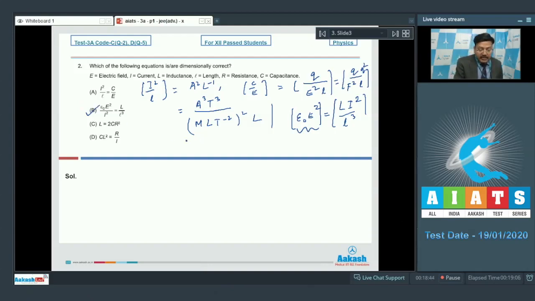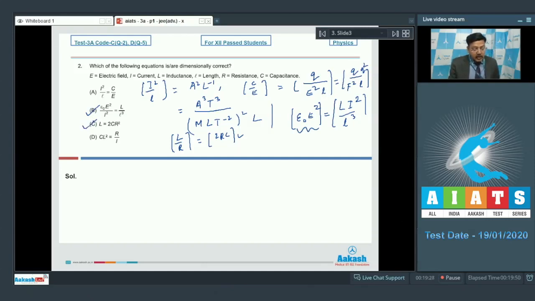Well, the equation we can rewrite as L by R, dimensions of L by R is equal to dimensions of 2RC or 2CR. Well, both sides have dimensions of time. In fact, L by R is nothing but the time constant in a DC LR circuit, and this is the time constant for an RC circuit. So both sides have dimensions of time. So the equation is dimensionally correct. So that means C is also a correct option.